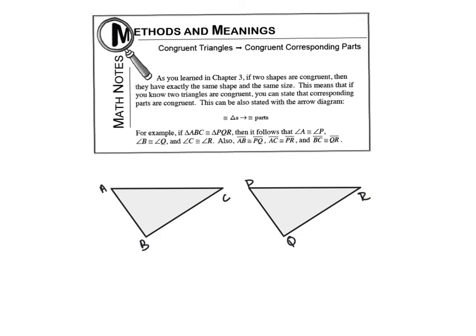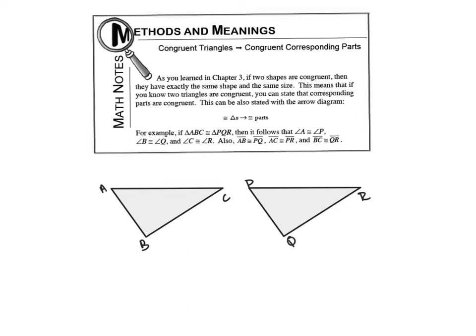Hey there, geometers. In this video, we are going to be talking about a basic introduction to Chapter 7, including two really important justifications. The first justification or reason that we're going to use in our proofs moving forward is this idea that congruent triangles yields congruent corresponding parts.